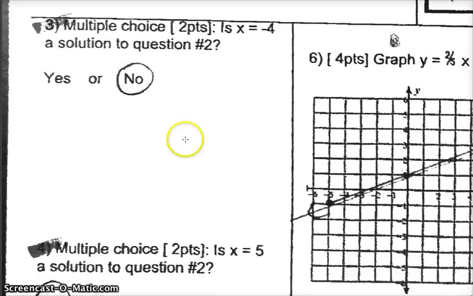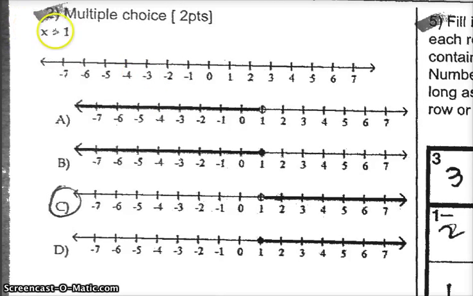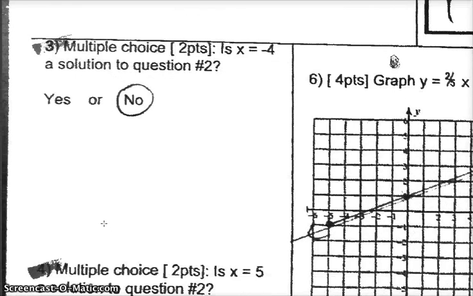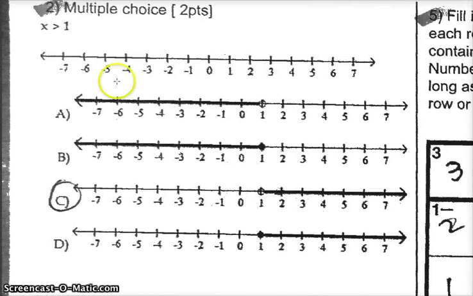Question number 3, I'm looking for is -4 a solution to the graph above, and also 5. If you look at where -4 is, notice how it's not on the darkened shaded region, so it is not a solution. -4 is not bigger than 1. Question 4 does ask you, is 5 a solution to the question above? If you go up here to your inequality, 5 is greater than 1, that is true. And notice how it's in the shaded region.